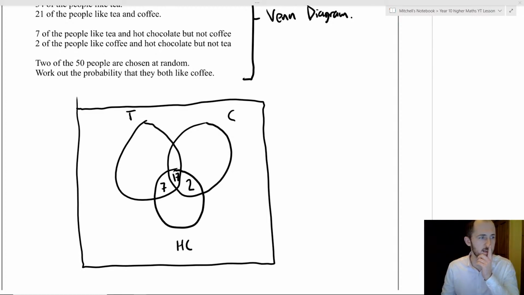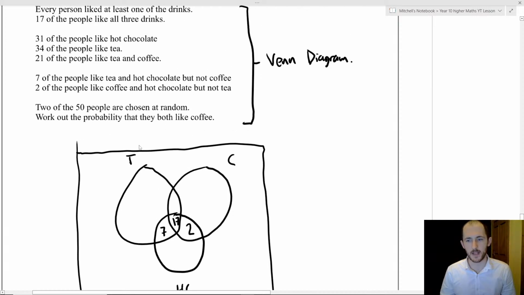So this question is a bit tricky because they haven't actually given us some of the information. Sometimes they're quite nice and they would give us tea and coffee as well, but they haven't been very nice. So we don't know this number and we can't work it out just yet. Actually, we can. Tea and coffee, we can work it out. Sometimes they give you directly what tea and coffee is together, but we can work it out pretty easily.